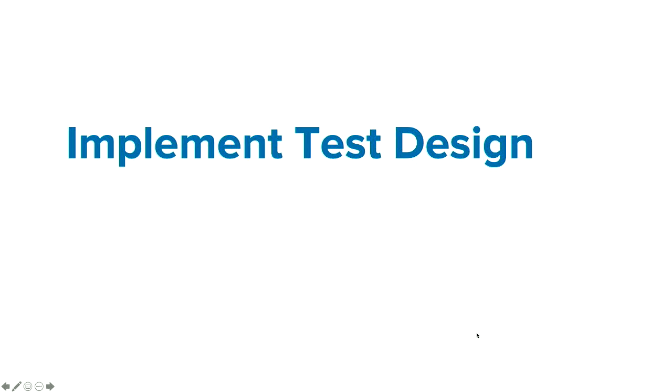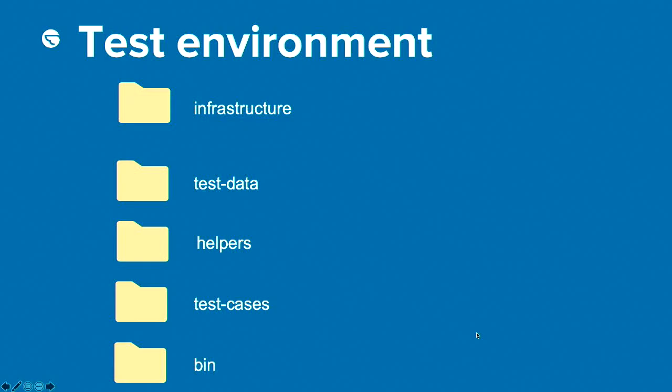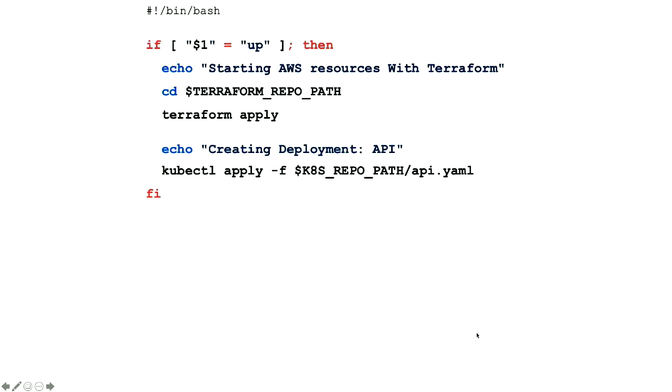For implementing test designs, this is the implementation in Airtasker that allows our different teams to be able to use it. So I'm going to show you the script that allows us to spin up the test environment. First, if the command is up, then we simply go to the Terraform repo and provision the resources, apply the Terraform plans from there, and then we create our deployment by applying all the Kubernetes configurations.